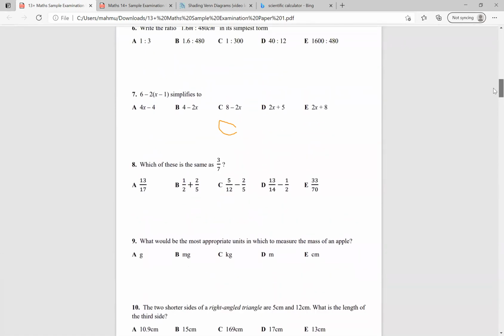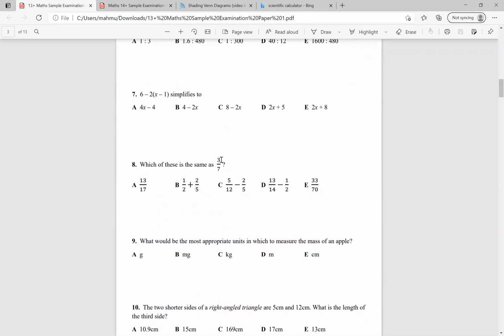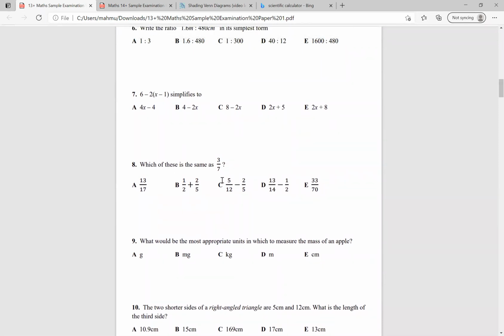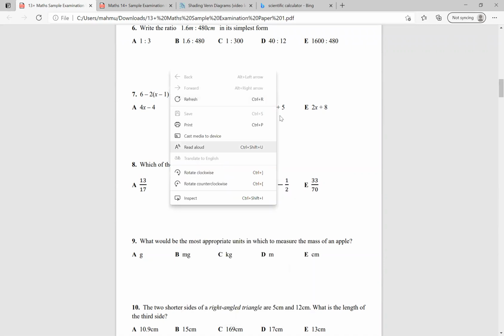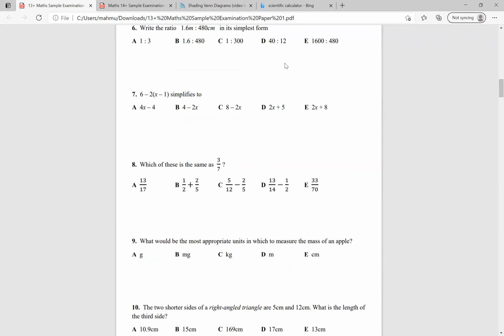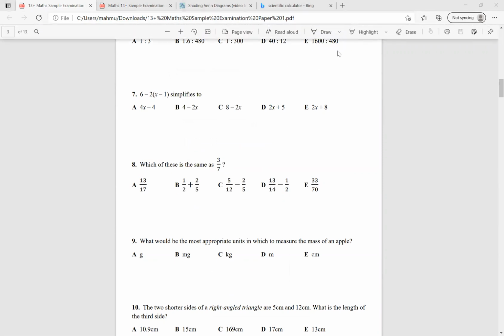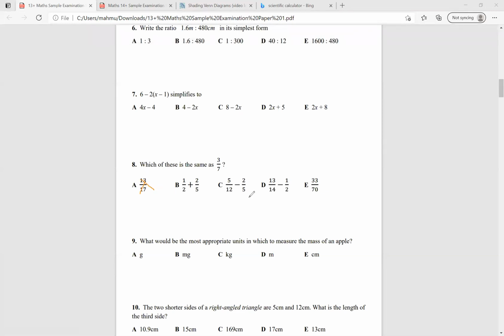Which of those is the same as this? 3 over 7. So you add them up, and then you make the bottom the same. Then you could check it. So I could make this 10 and 10 and check which one of those is the same as 3 over 7. You just have to quickly do it in your head, each one. So 13 over 7, you could cross this out. This is too big. You could cross this out.